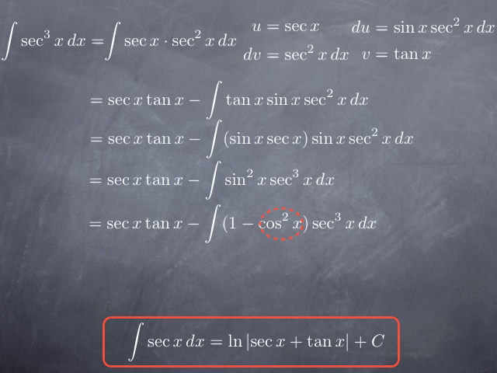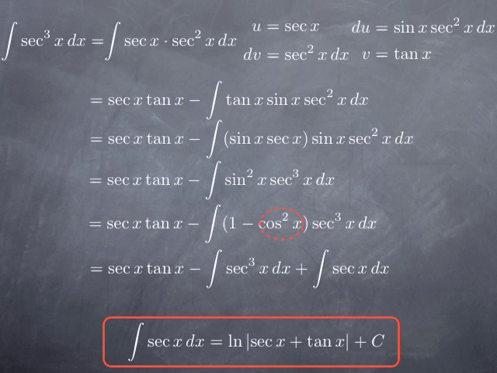Because of this, cosine square is really 1 over secant squared. So here is what we obtain. Secant x tangent x minus the integral of secant cube x dx plus the integral of secant x dx. For the last term, we have a formula at the bottom.